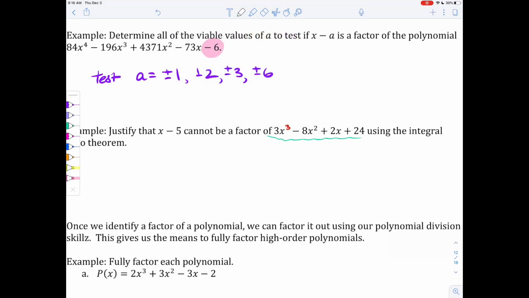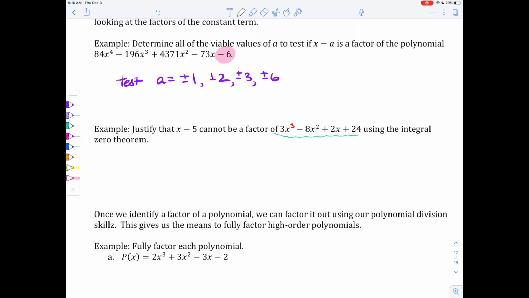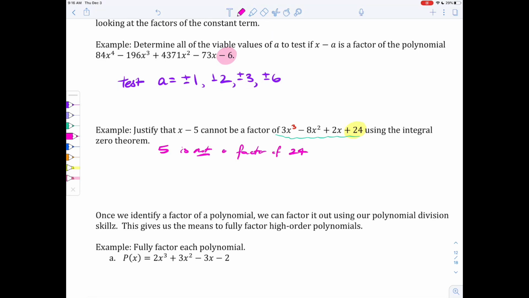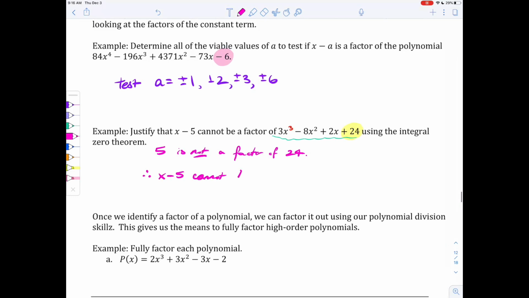Again, that theorem says that the viable test values will come from factors of the constant term. The constant term here is 24. So positive negative 1 could be a viable test value, or positive negative 2, or 3, or 4, because those are all factors of 24. However, 5 is not a factor of 24. Therefore, x minus 5 cannot be a factor of the whole polynomial.